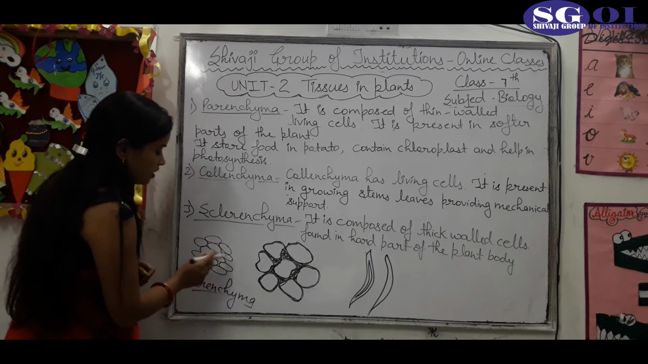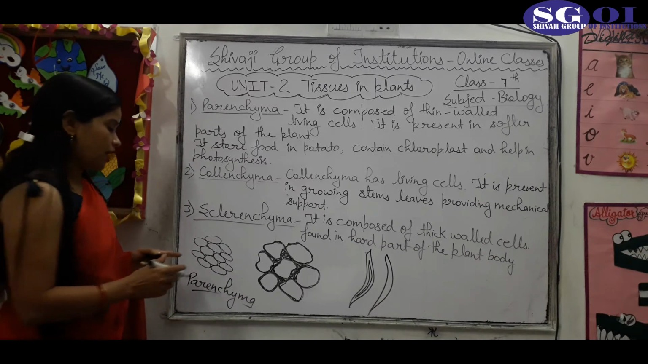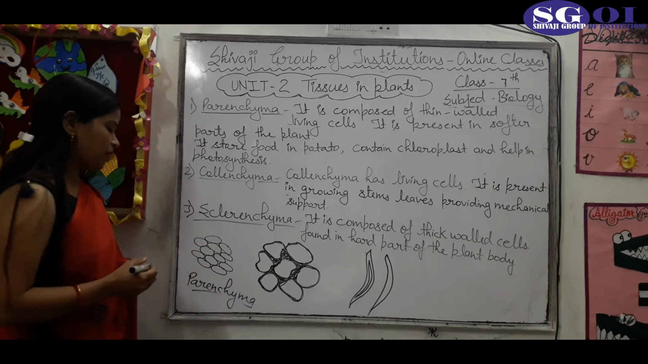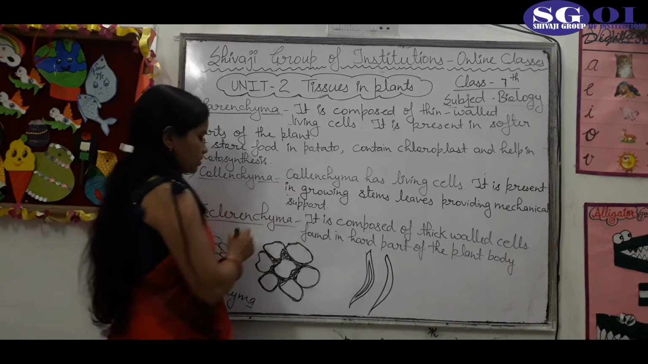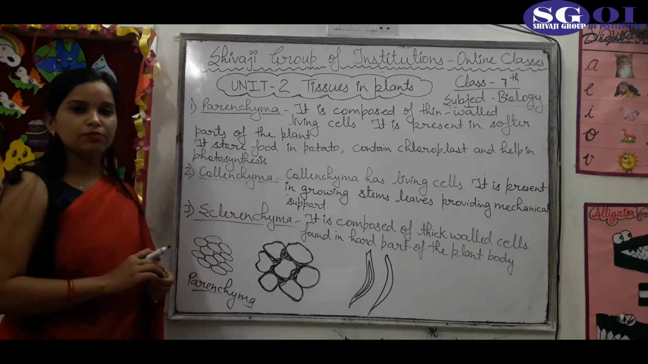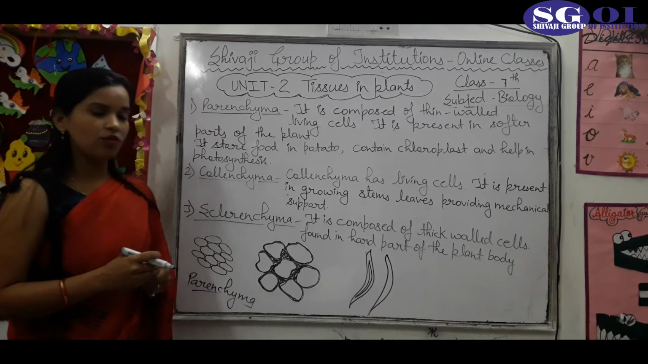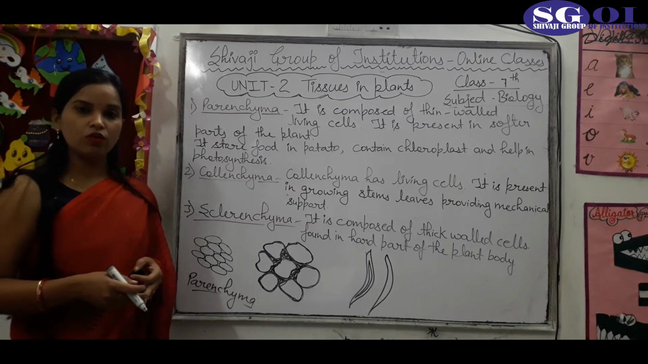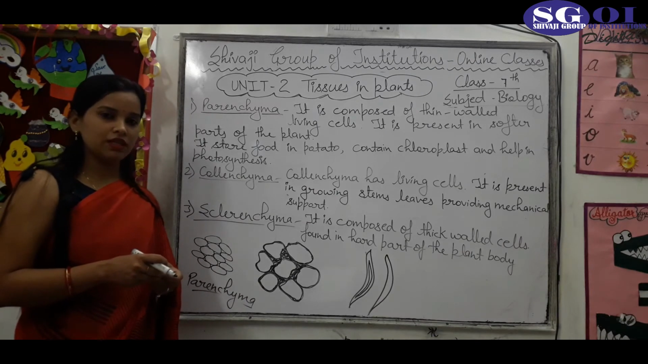You can see here the space between the cells is called intercellular space, and intercellular space is present in parenchymatous cells. It is present in the softer parts of a plant, and it helps in the storage of food, like in the potato. Its cells contain chlorophyll, so the parenchyma tissue helps in photosynthesis.